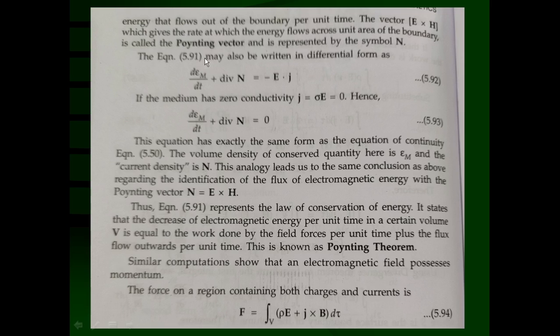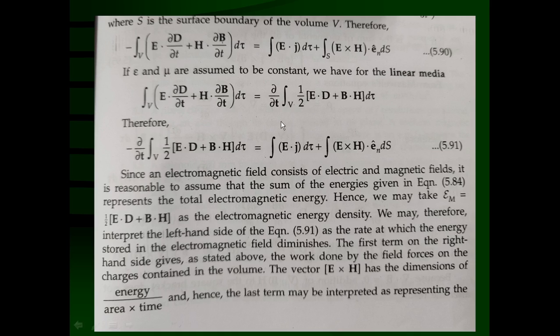The equation 5.91 may also be written in a differential form. So this equation 5.91 is in integral form. We can convert it into the differential form. How can we convert it? This is a surface integration and this is a volume integration. So let us convert this surface integration into a volume integration using the divergence theorem. So the divergence of E cross H, and E cross H is nothing but N. So we can write this as the volume integration of the divergence of N d tau.